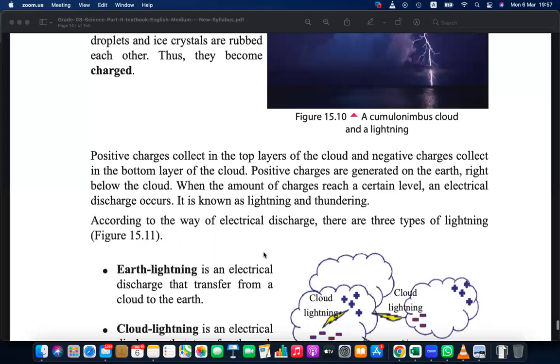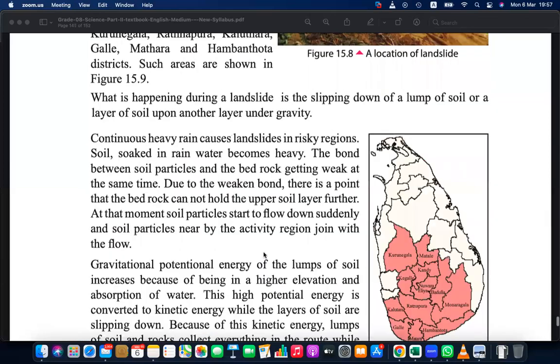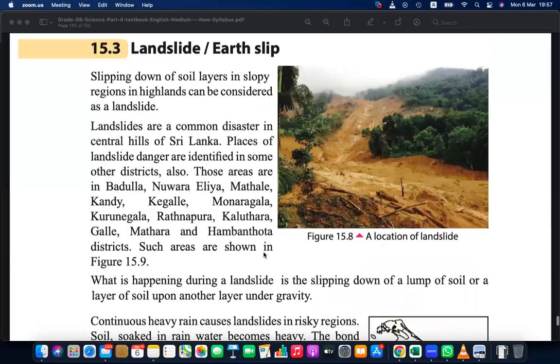Anyway, let's try to finish one more at least. That is landslides, earth slips. Landslides and earth slips are very common in mountain areas, mountain ranges. One of the main reasons is deforestation, and heavy rains can even make the soil wet and slip.